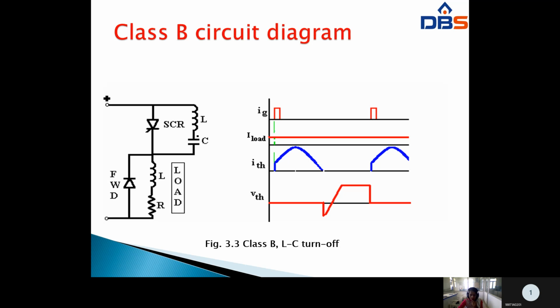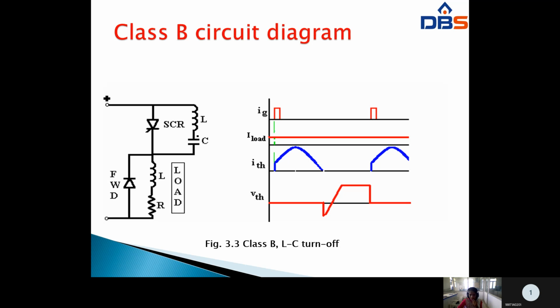Why? Because at first the capacitor will be charging and current flowing through the SCR, and also here the freewheeling diode will be there. So there is no opposition for the load current. So the current will be flowing, so the current will be constant. So this is the load current.